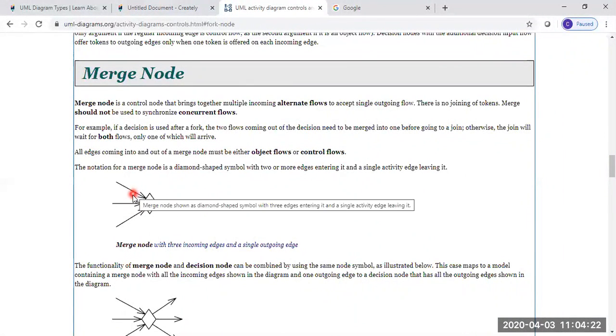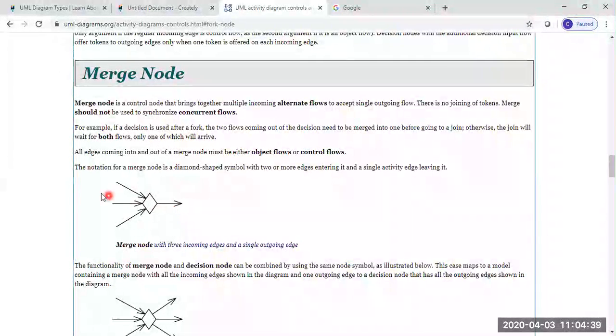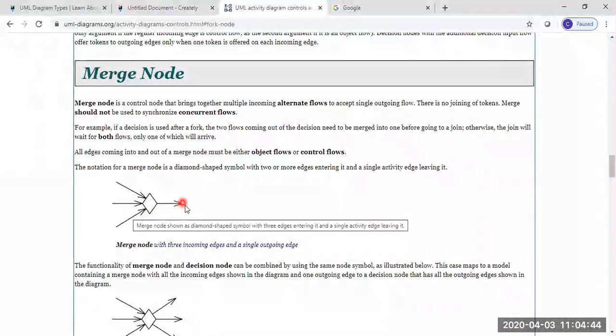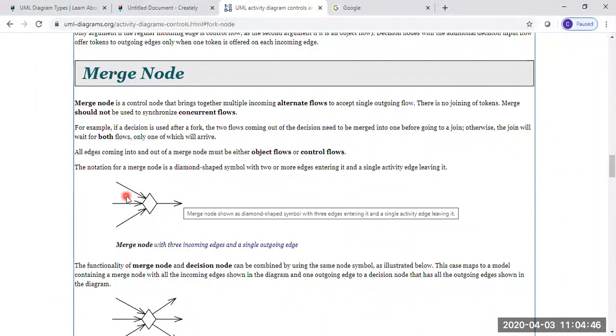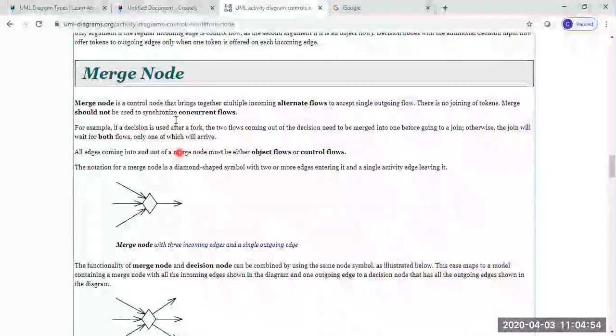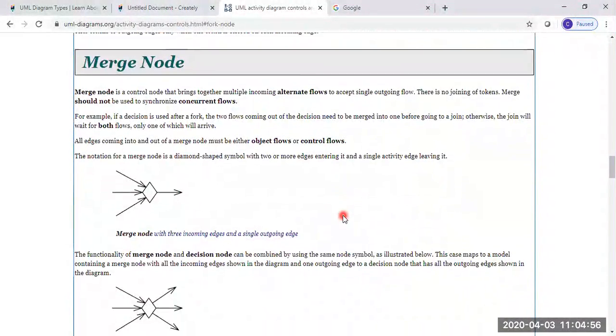Fine. By alternate, I mean either the first flow would result in this outgoing activity, or the second would result in this outgoing activity, or the third would result in the outgoing activity. It just means that it is not necessary that all three activities have to take place and only then this outgoing activity is triggered. Any of the three activities can take place in order to trigger this outgoing activity. Fine, this is merge. What happens in join?